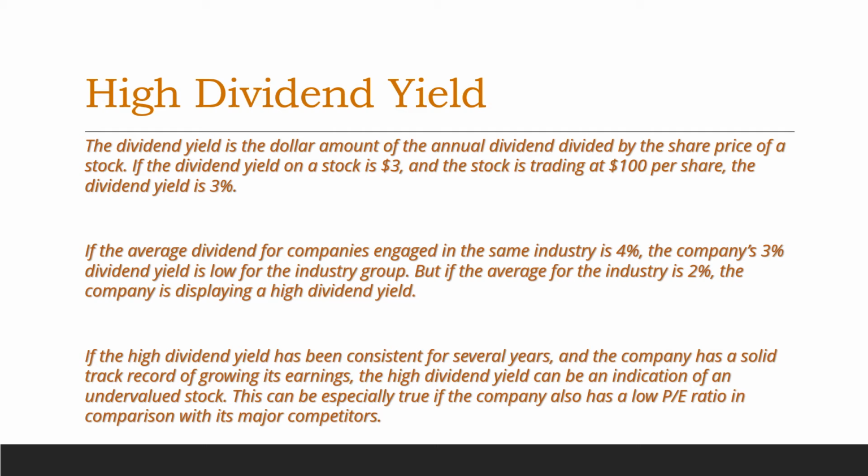If the high dividend yield has been consistent for several years, and the company has a solid track record of growing its earnings, the high dividend yield can be an indication of an undervalued stock. This can be especially true if the company also has a low PE ratio in comparison with its major competitors.